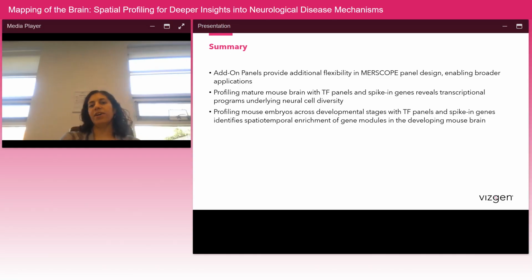So to summarize, our add-on panels allow you to take our many pre-designed panels and then customize them for your specific research question. Here we show by adding cell typing markers into our transcription factor panel, we can look at the entire repertoire of transcription factors in both developing and mature mice and identify new genes associated with different developmental programs.